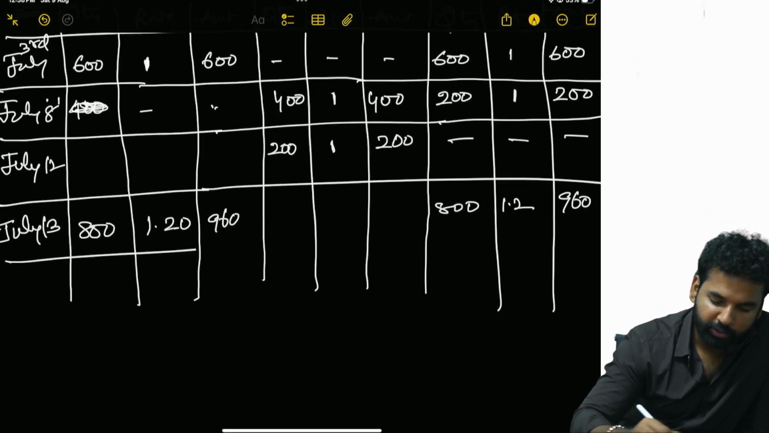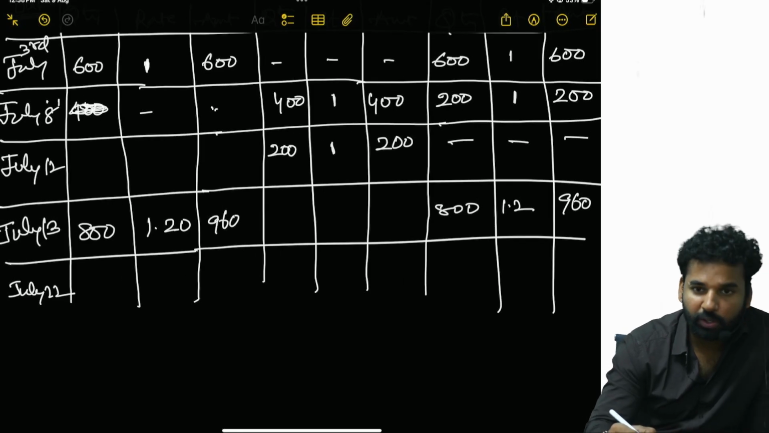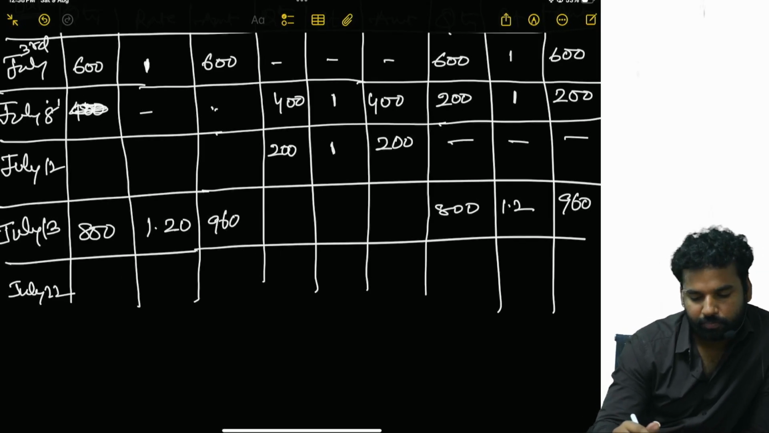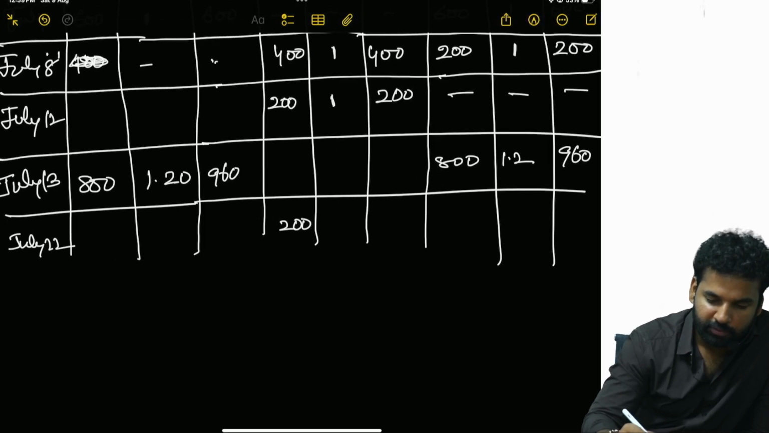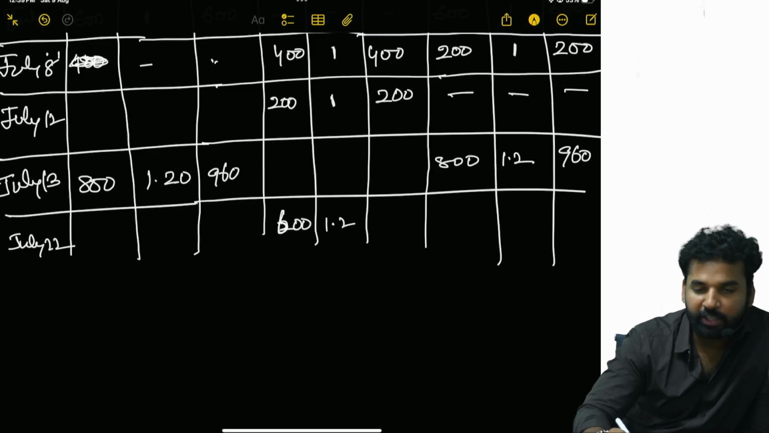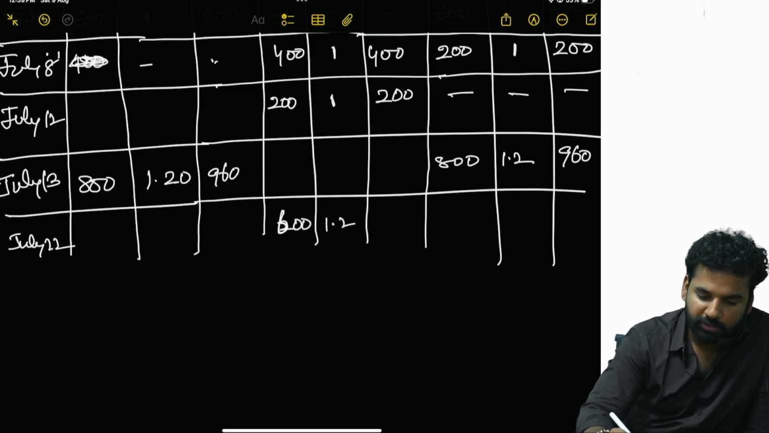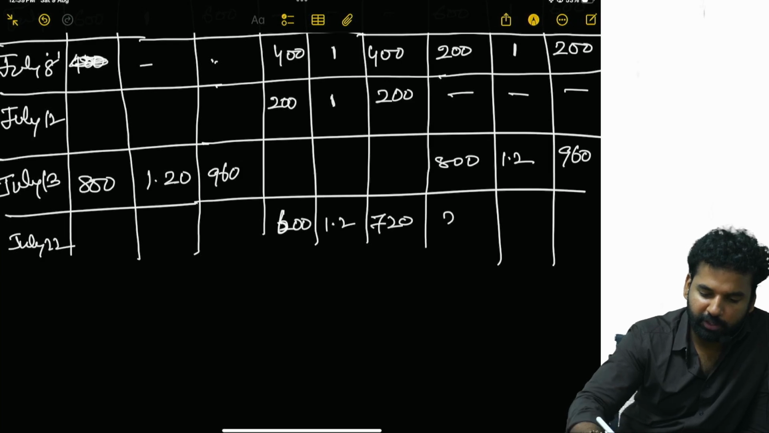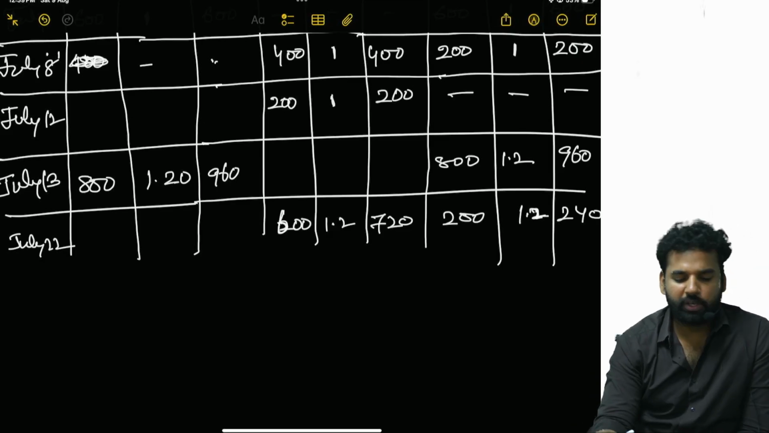Okay, right, done. Next is July. What had happened? Issue. How much? 200 kgs. 600 kgs issued at rupees 1.2. We have 800 only, only one type of stock is there. 720 will be the cost. Remaining 200 at rupees 1.2. How much? 240 rupees will be the cost. Is this okay?